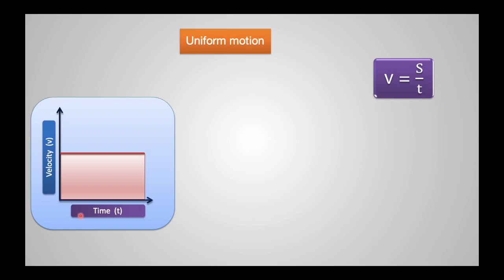Which quantity will be velocity into time? So let's do that calculation here. I'm just multiplying velocity into time. I'm cross multiplying. I'll get displacement. So the area under this graph is always the displacement of the body.